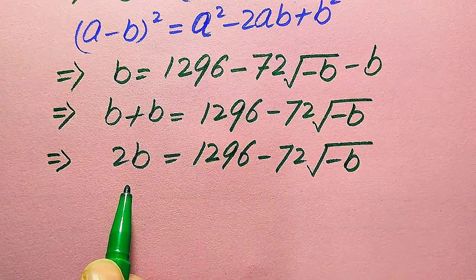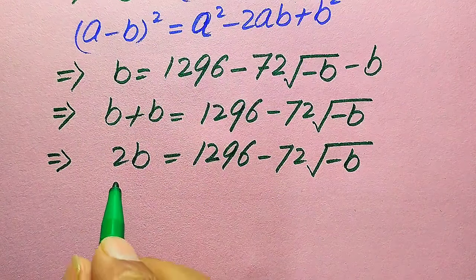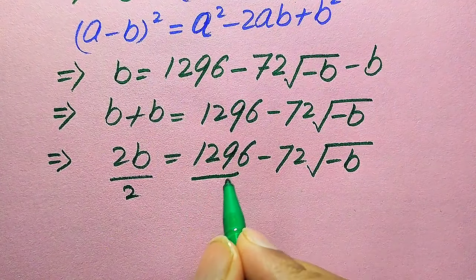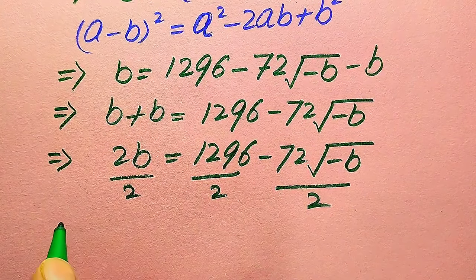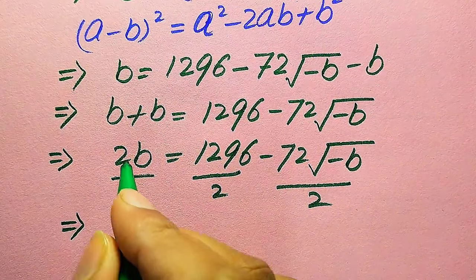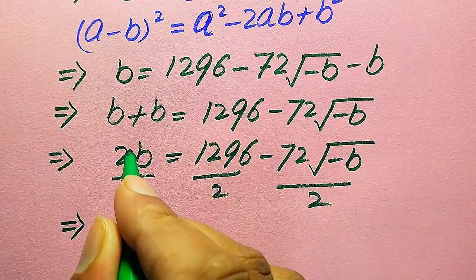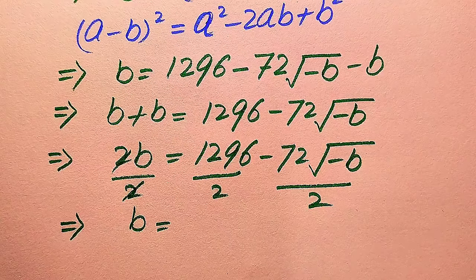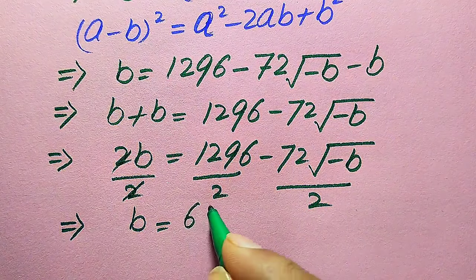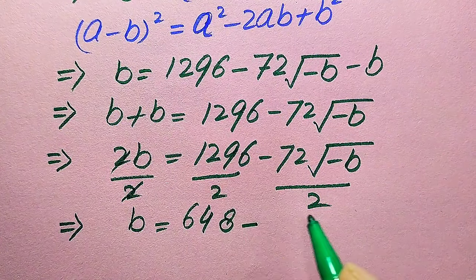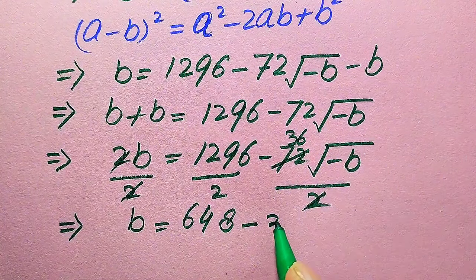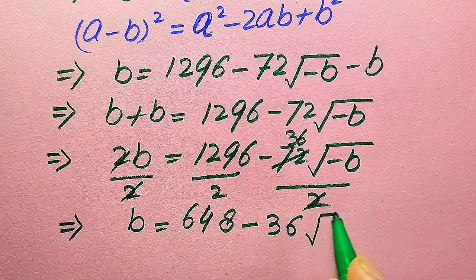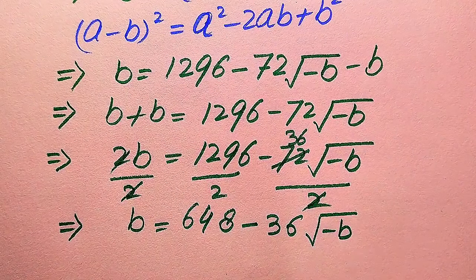So here you see that this 2 lies on both of the sides, so we divide each of these terms by 2. So here we need more simplifications, and these 2 and 2 are gone, and we will get here b is equal to, and when we divide 1296 by 2, we will get here 648 minus, this is 2 times of 36 becomes 72, so this is 36 times of square root of minus b.